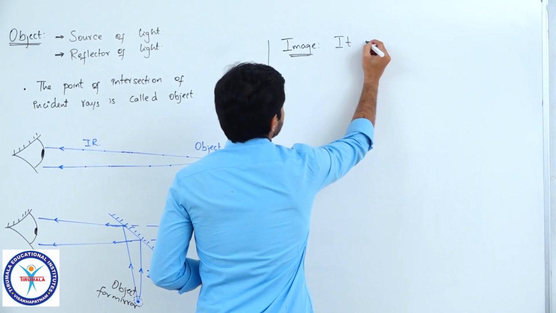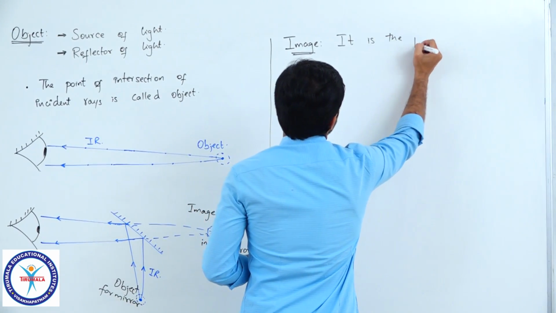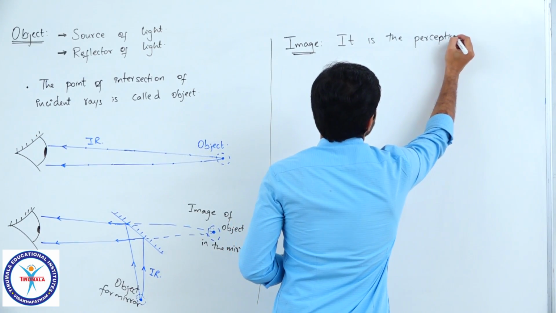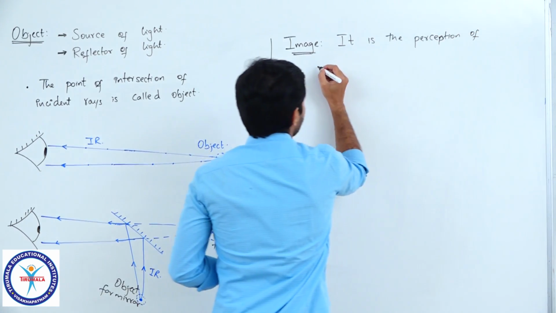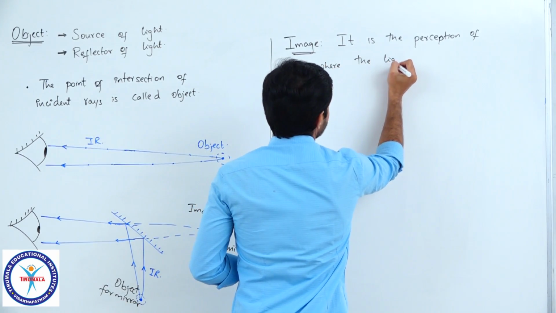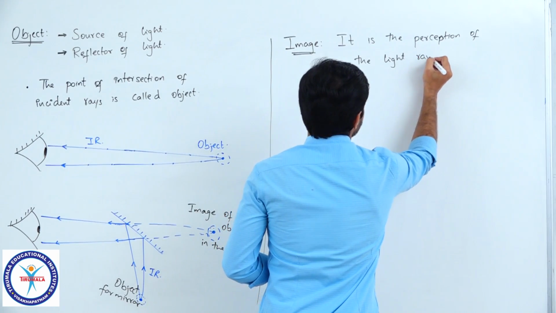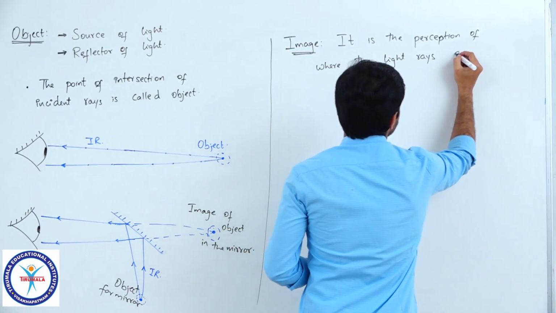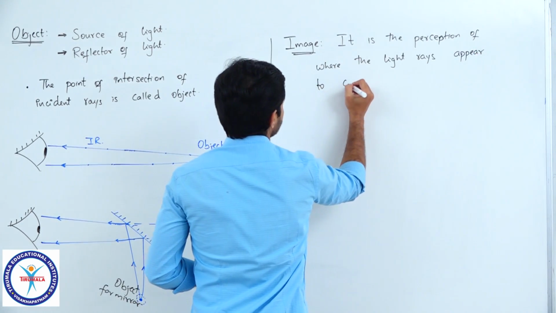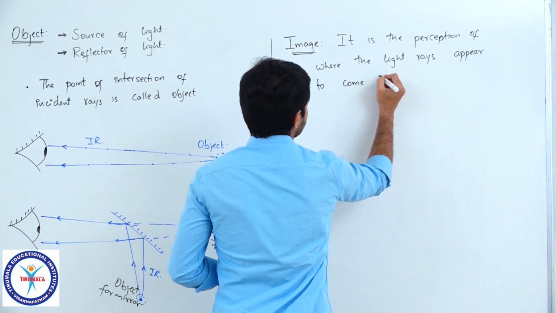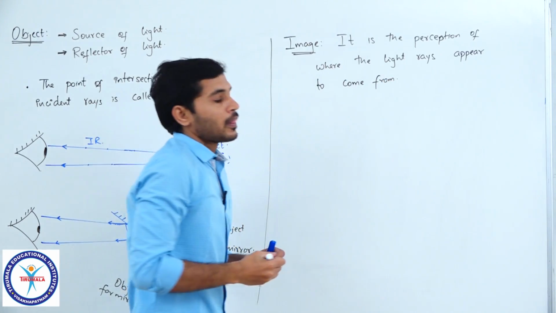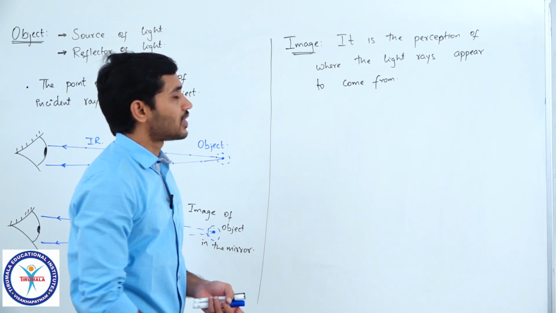It is the perception of where the light rays appear to come from. So, that is the basic idea of how we understand an image.